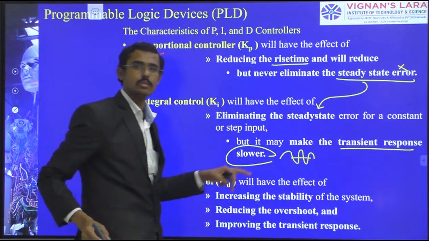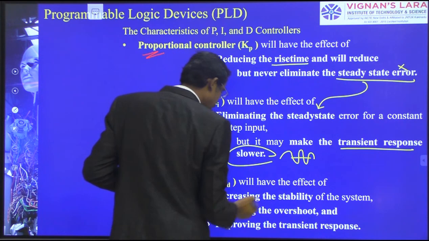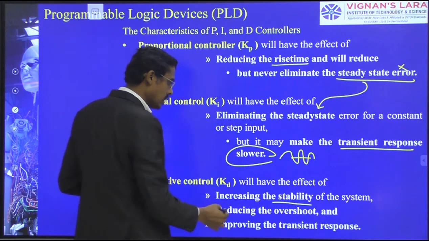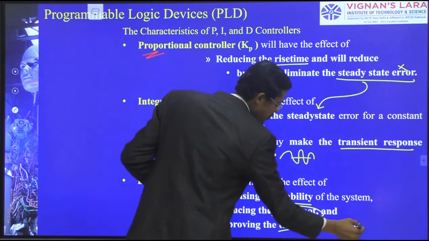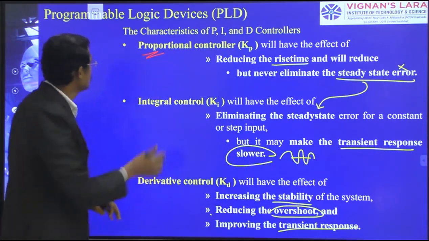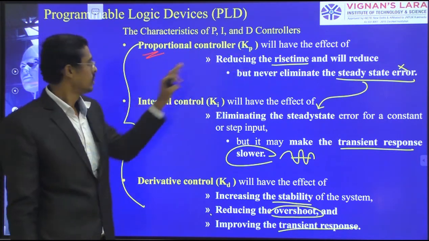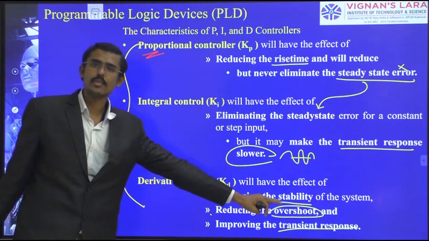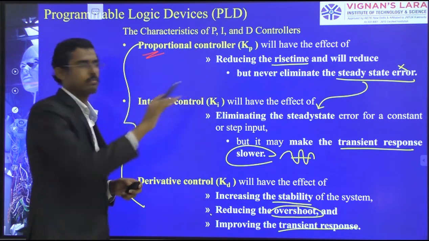So now I want to reduce this also. I am using the derivative. It will have the effect of increasing the stability, reducing the overshooting, and improving the transient response quickly. So this is the advantage we are getting. I want to use them in a combined way. I need speed, I don't need a steady state error, and I don't need overshooting. We reach quickly, softly, steadily.